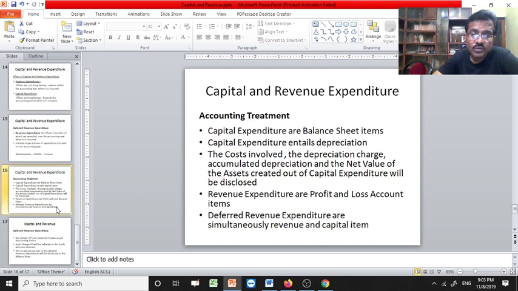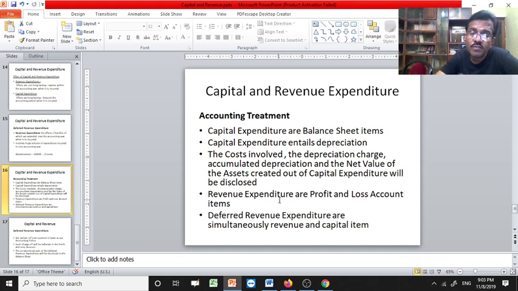Okay, so accounting treatment: capital expenditure are balance sheet items, there is nothing as such. Capital expenditure entails depreciation. If you have capital expenditure, the cost involved, the depreciation charge, the accumulated depreciation, and the net value of the assets created out of capital expenditure will be disclosed. So in your accounts, you have to disclose what is the cost involved and what is the depreciation charge, which will be the profit and loss item, what is the accumulated depreciation as on date, and the net value of the assets created out of capital expenditure.